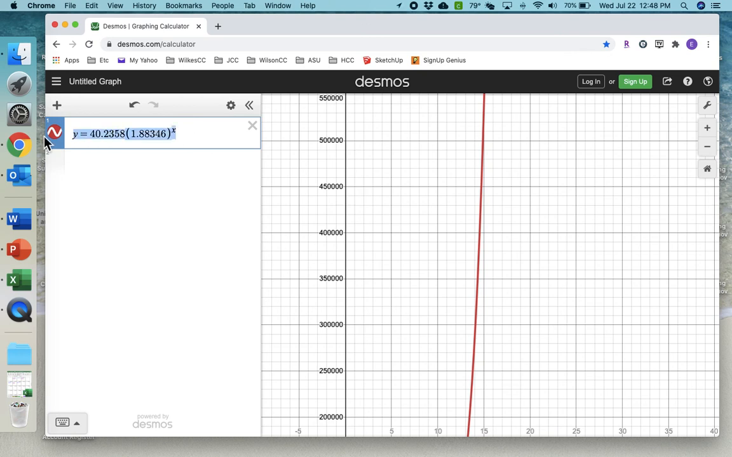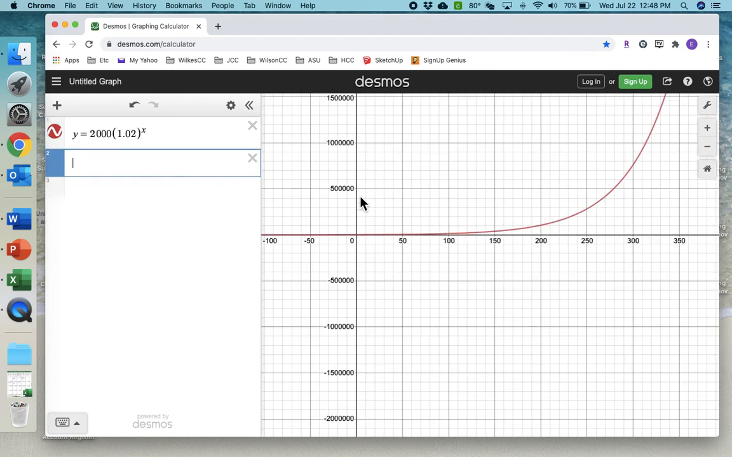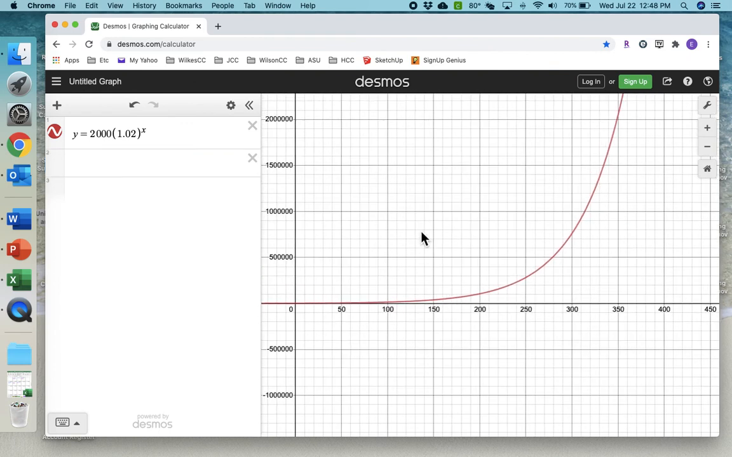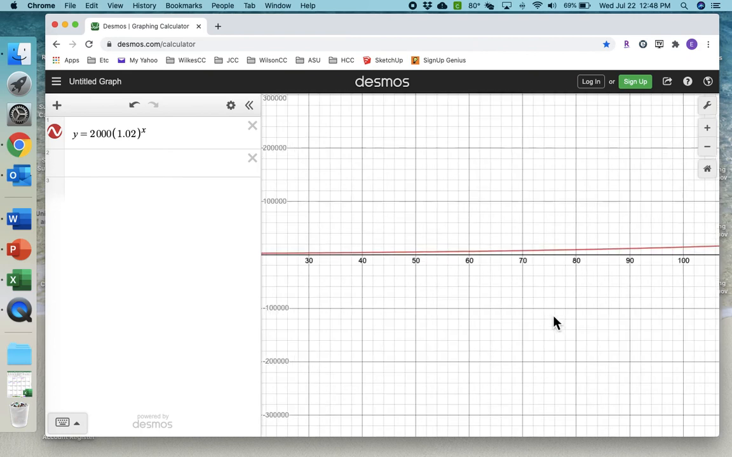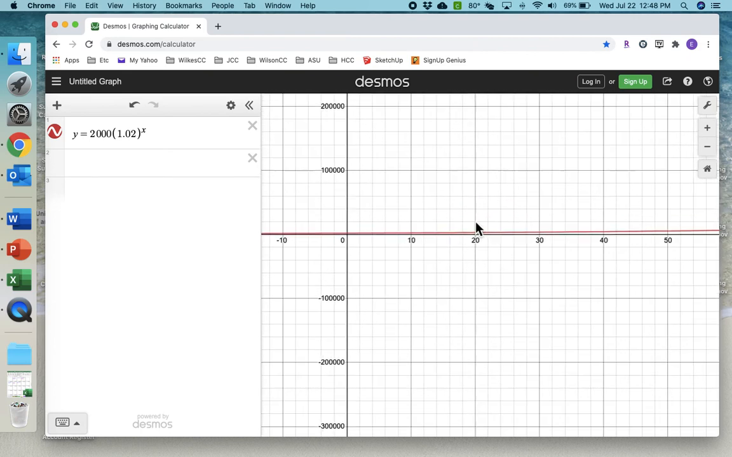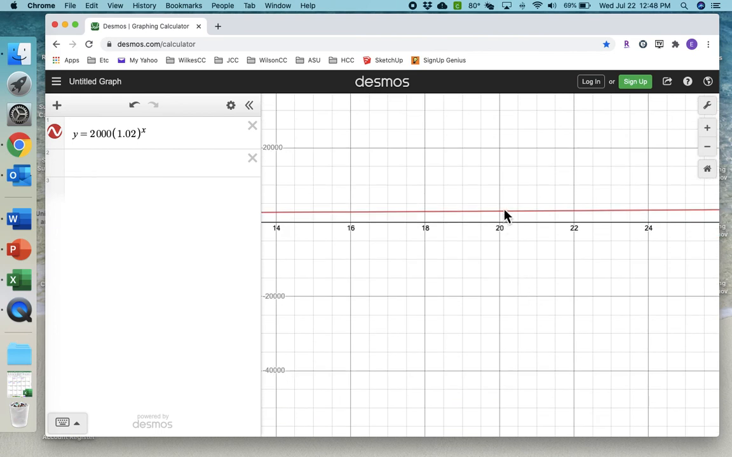If we look at the last example, we had y equals 2,000 times 1.02 to the x. And let's see if we can find it. There it is. And we wanted to know after 20 years. So there's 20 with 2,972 people, just like we found. Okay?